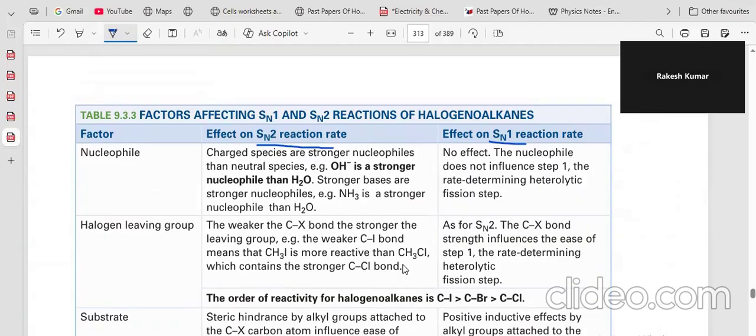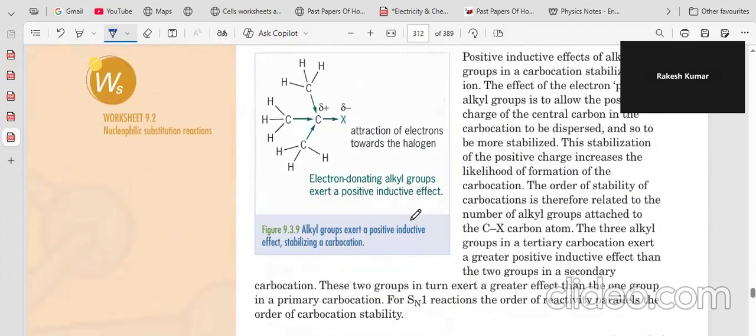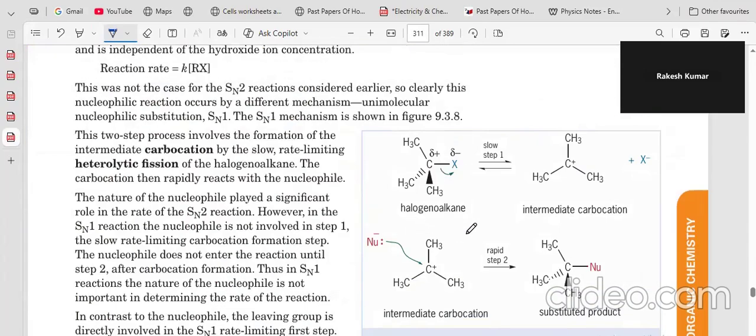So SN2, if the nucleophile is stronger, I mean, charged ones are stronger nucleophiles than neutral. So stronger bases are stronger nucleophiles. This supports SN2. In SN1, there's no effect. You know why? Because the rate determining step is the slowest step, and the slowest step is when it breaks down and forms a carbocation. So you see this carbocation. The nucleophile is still absent here. It's not there, so it's not relevant.